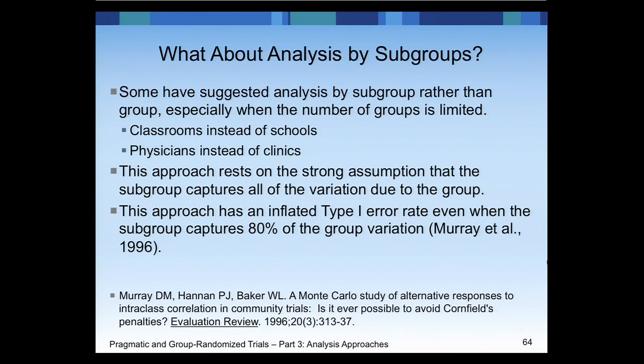Some have been tempted to analyze the data at a subgroup level, perhaps classrooms instead of schools or physicians instead of clinics. This approach rests on the very strong assumption that the subgroup captures all the variation attributable to the group. Analysts may be drawn to this because there are many more degrees of freedom available at a subgroup level. The problem is that this approach will have an inflated type 1 error rate, even if the subgroup captures, say, 80% of the group variation, in part because of the extra degrees of freedom that are provided, in part because the subgroup is not capturing all of the variation associated with the group. So this approach is something that we don't recommend.